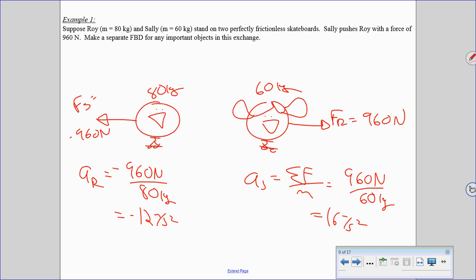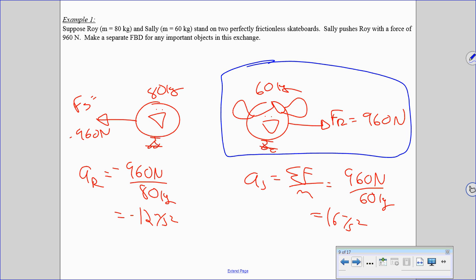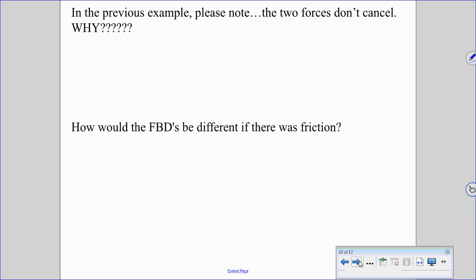Okay, good. These forces are acting on different objects, right? If you look at Sally, there's only one force on her, right? And the only way we could cancel that out is if we had another force acting on Sally, like friction or, you know, some other person was pushing. Exactly. All right? So these forces do not cancel because they act on different objects. Are we good with that? Okay. All right. So we just talked about that. Forces don't cancel because they act on different objects. You can write that down.